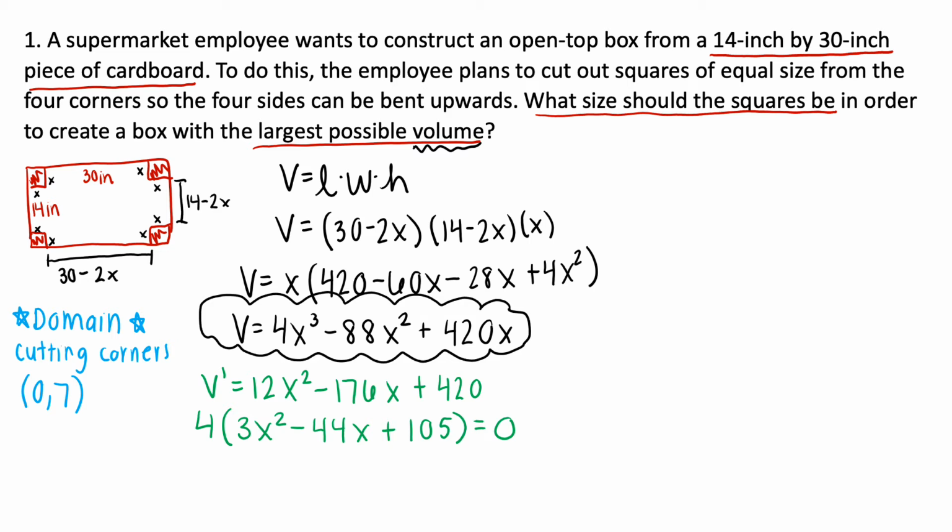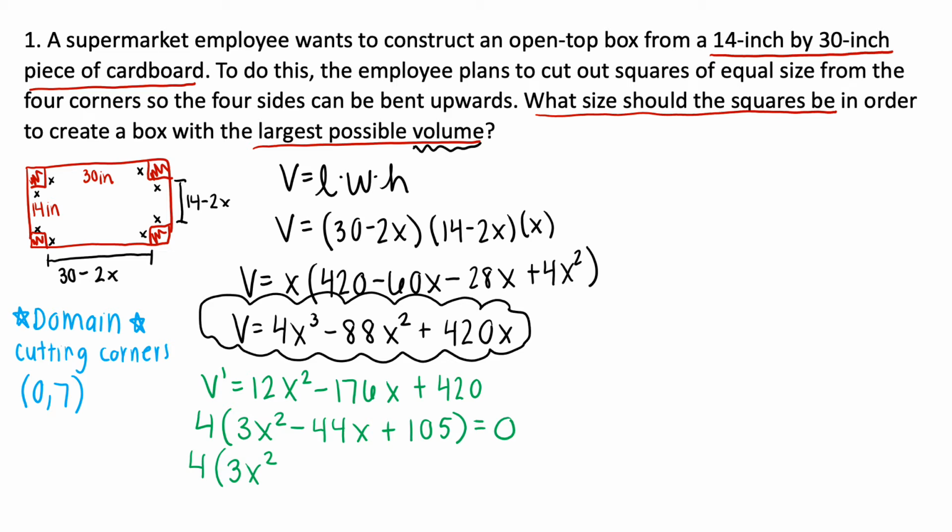I'm going to factor this using the AC method just as a quick review, but if you wanted to jump to the quadratic formula, please feel free. So I have 3 times 105, which gives me 315. I'm looking for factors of 315 that add up to negative 44.